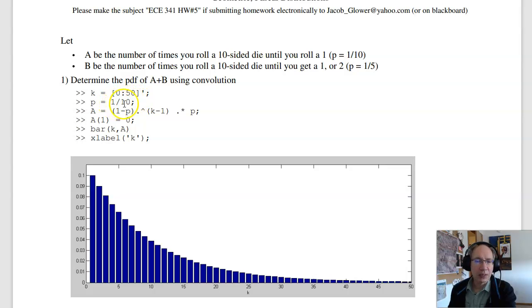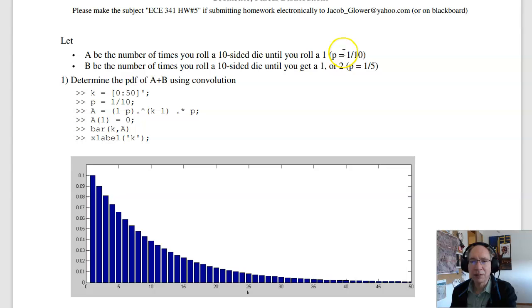P is 1/10. So the PDF of a geometric distribution is P times q to the k minus 1. And the first point is 0 because it takes at least one toss to get a heads, get a 1. So this is what the PDF looks like. And notice that at 0, there's no bars. The bar starts at 1, then decays exponentially. I took it out to 50.